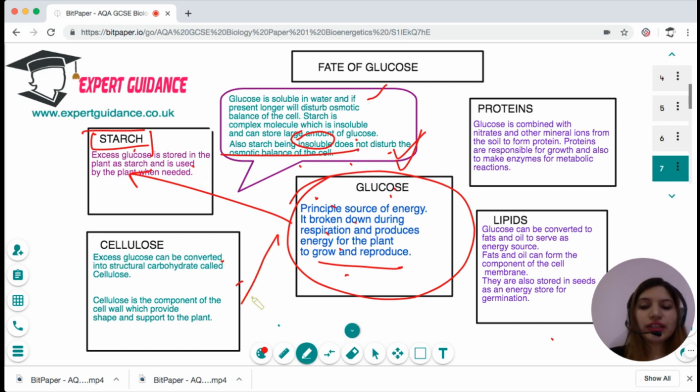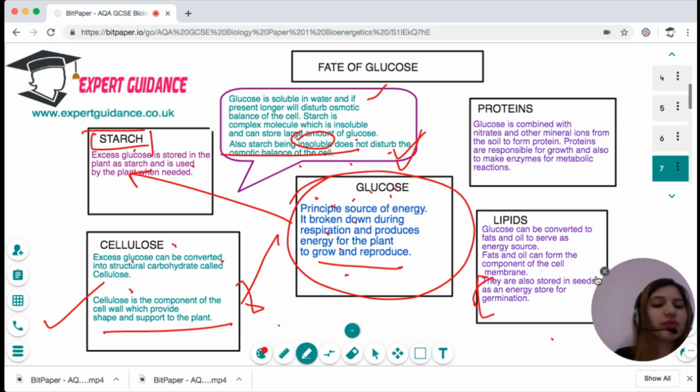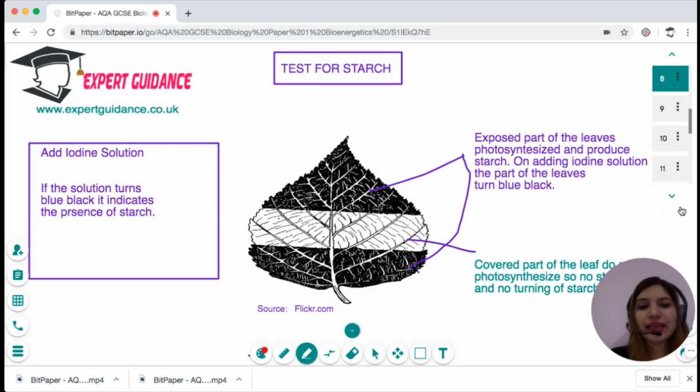Next is, you know that the plant has a cell wall made up of cellulose, and cellulose is also a complex carbohydrate. So glucose can be converted into cellulose, which can provide shape and support to the plant. If the glucose combines with nitrates and other mineral ions, it can form proteins, and the glucose can also be converted into lipids, fats and oils, which can be stored as an emergency food reserve, or they can also be stored in the seed, which can provide the energy store for germination. So you should know the various ways in which glucose is used up in a plant cell.